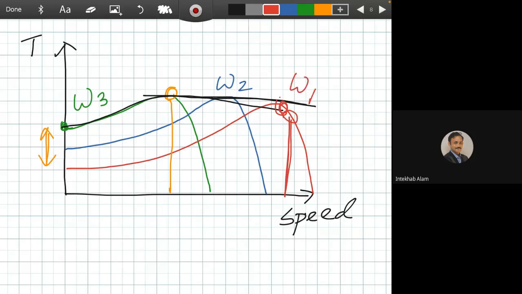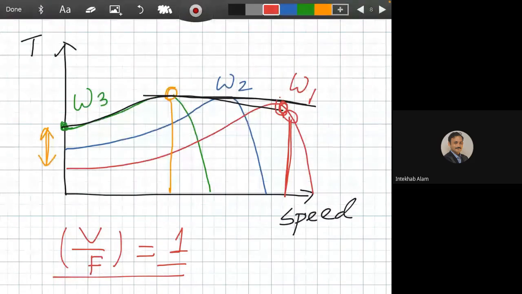Okay, so more or less the torque speed characteristics become in this pattern, and whenever we do it, we call it V by F control. It may be 1, or it may be less than 1, or in this ratio. Okay, there is some constant value in here. How can we write? It's a C.